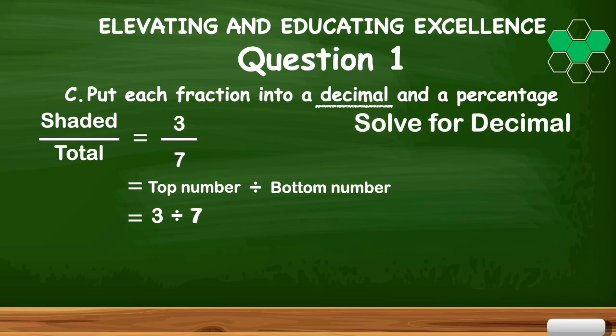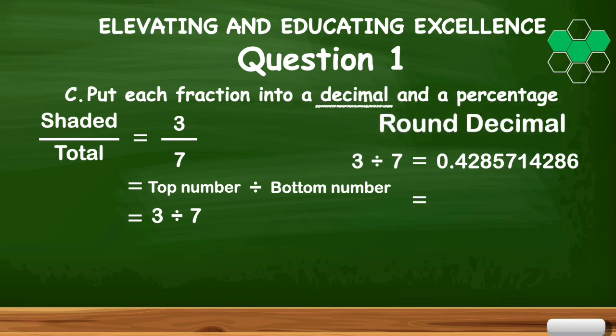So let's solve for the decimal. We're going to do 3 divided by 7 in the calculator, and it should give you this. So this number is a little long, so our best bet is to shorten it before we find the percent. So let's find the rounded decimal.